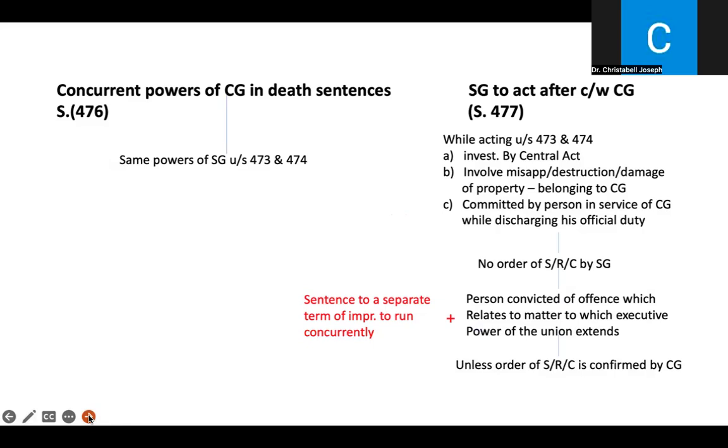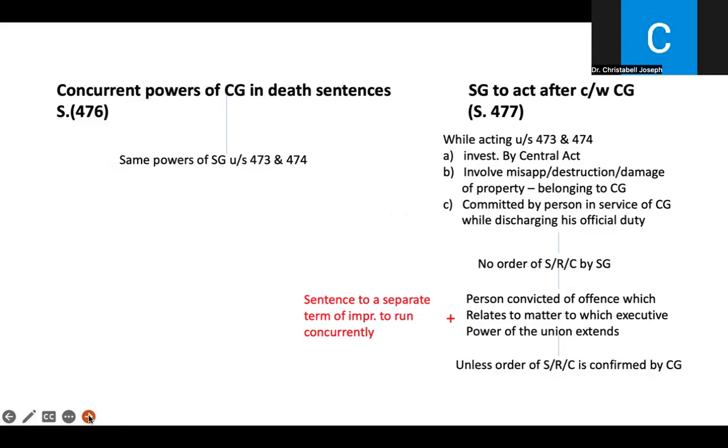One is cases requiring central government concurrence. The state government must seek the central government's concurrence before remitting or commuting sentence in certain cases where the offense was investigated by an agency authorized under a central act other than the BNSS, or where the case involves misappropriation, destruction, or damage to property belonging to the central government, or was committed by a person serving the central government while acting or purporting to act in the discharge of his official duties.